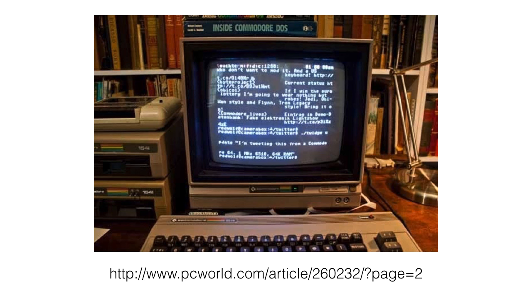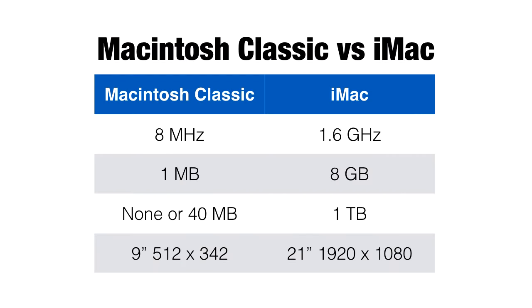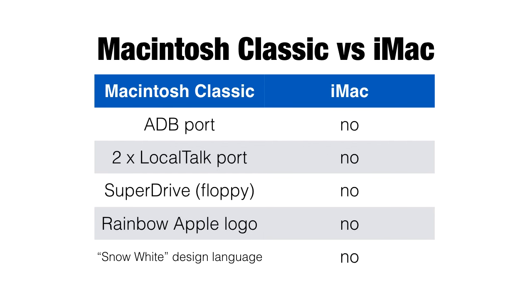Retrocomputing is doing stuff like this. This is a Commodore 64, and apparently it's doing Twitter. To me, it looks like it's just being used as a text console attached to a more powerful computer. I wonder if I could do any better than that. Well, I'll have to go through the specs again. So, compared to a really, really baseline iMac today, the iMac is at least 2,000 times better in every dimension. But the Mac Classic has a few things that the iMac doesn't.